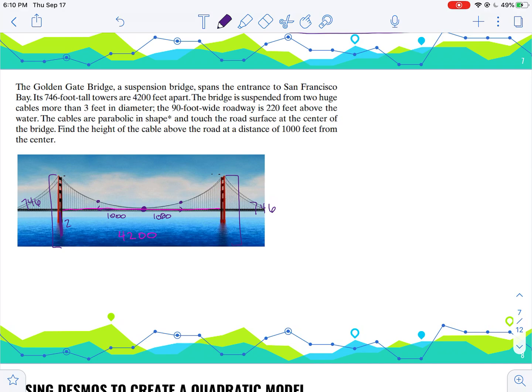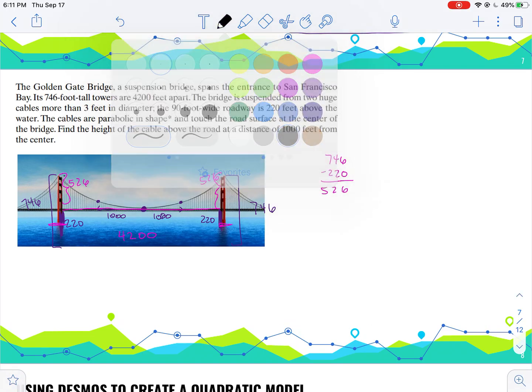And the roadway is 220 feet above the water. So each of these, this distance right here and that distance right there, is 220 feet. Okay, well, if that's 220 feet, what's this distance and this distance going to be then? Well, if the whole height, and I'm assuming that they mean to the water, which doesn't necessarily make sense, but we'll go with it, is 746 minus 220, which is 526. So this height right here is 526, and this height right here is 526.